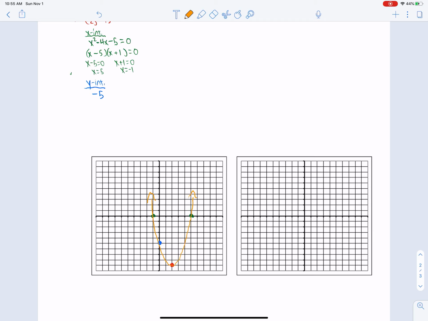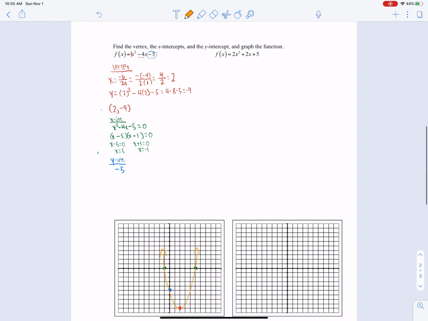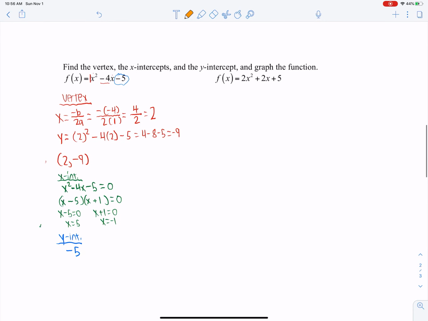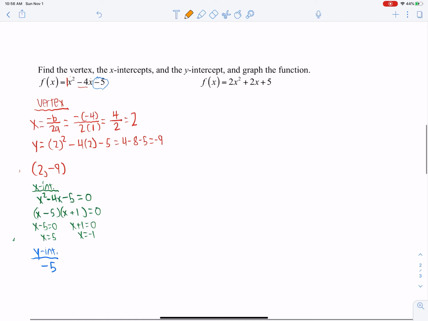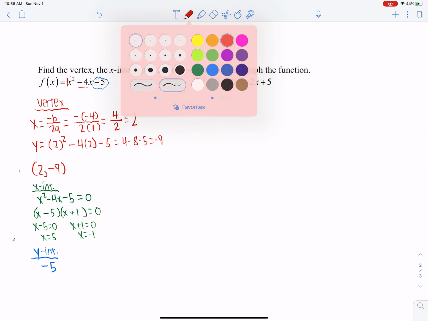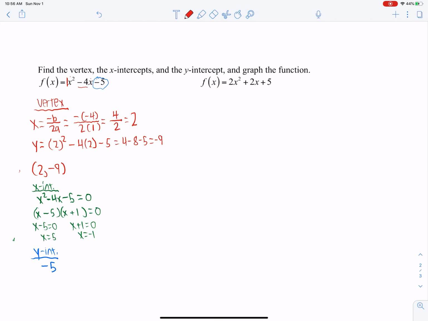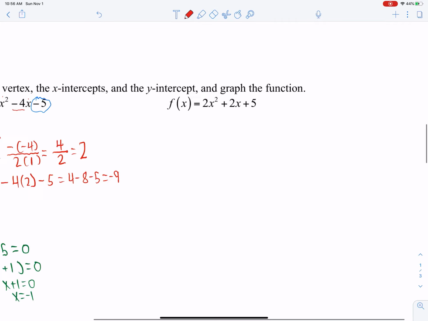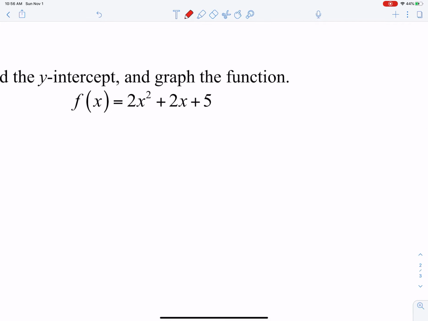Let's try one more example here. Here we've got the function f of x equals 2x squared plus 2x plus 5. So focusing on that one, let's go through our steps. First, for finding the vertex, we use our minus b over 2a formula.